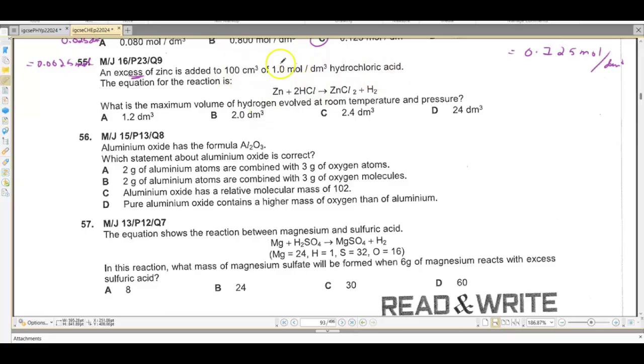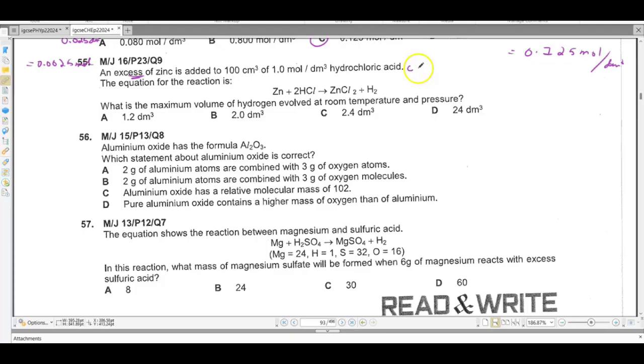So we have its concentration, we have its volume, so let's find the moles. We will use the formula concentration is equal to moles by volume. So concentration over here is 1 mole per dm³. Moles we are looking for, and volume is 100 cm³, so 0.1 dm³. Okay? So this is going to give us 0.1 moles of HCl.